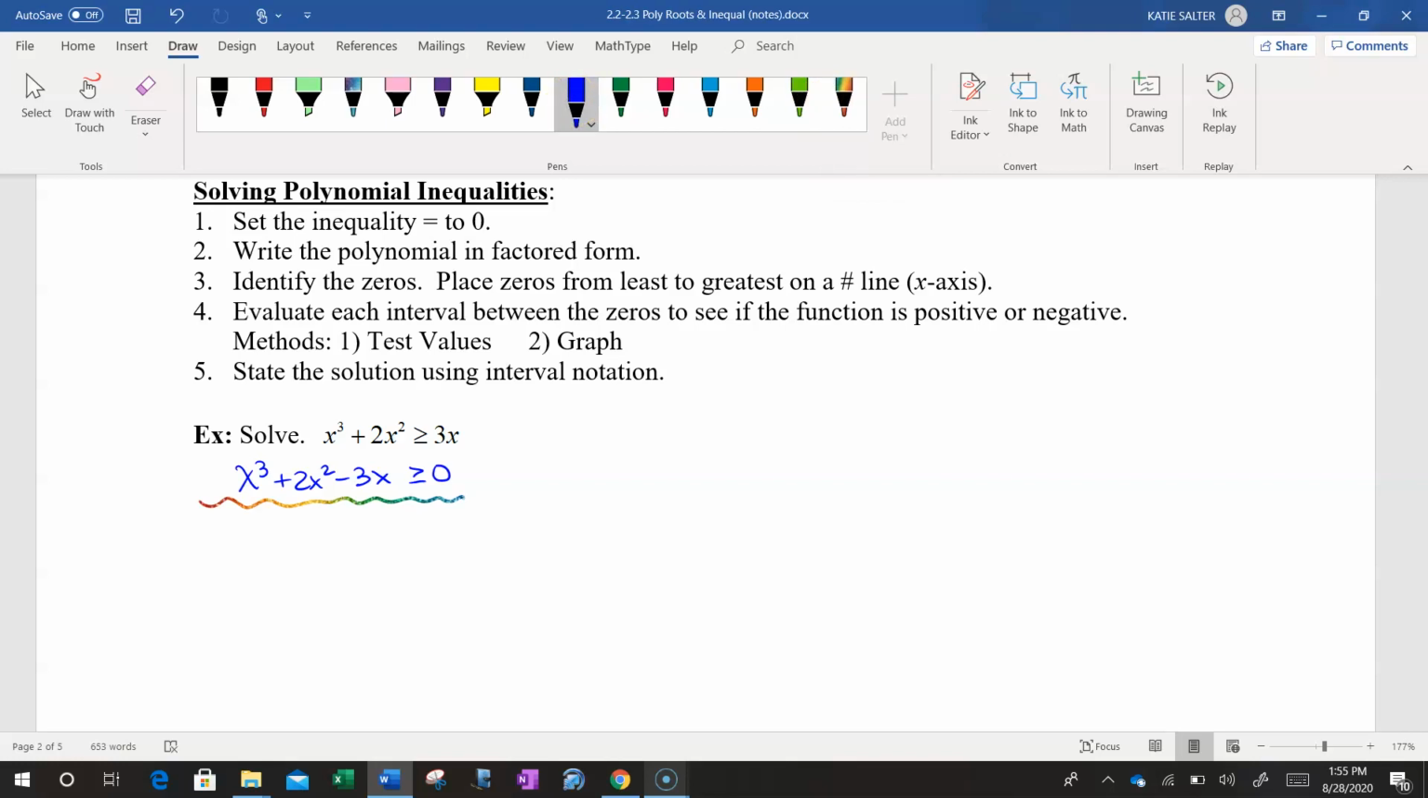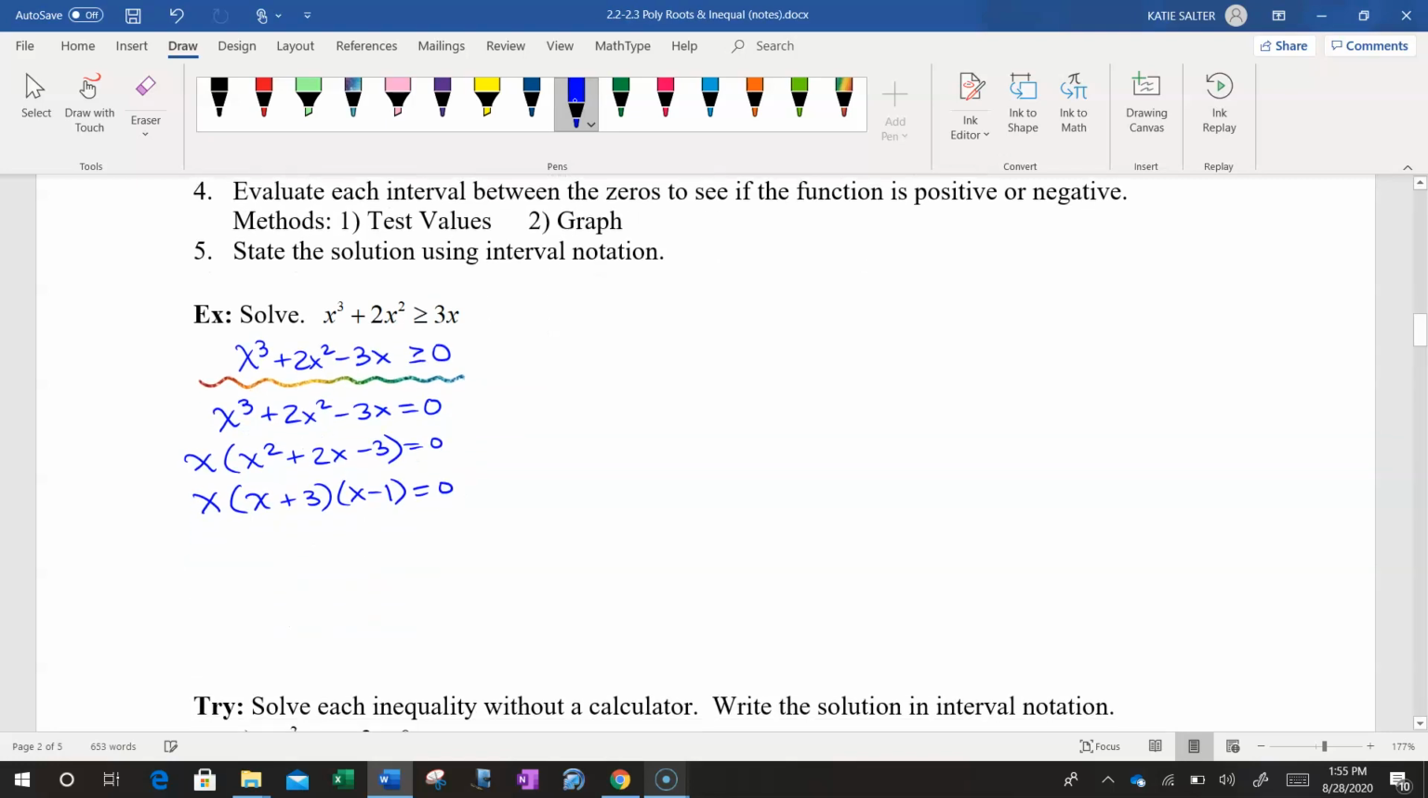So I'm going to leave that right there, but then I'm going to rewrite this. This is x cubed plus 2x squared minus 3x, and I'm going to set it equal to 0. And we're going to factor completely and find the real zeros. So we can see this has a greatest common factor of x. That leaves us with x squared plus 2x minus 3. And then that gives us x plus 3, x minus 1. So when we set each factor equal to 0 and we solve, we get that the zeros are at x equals 0, x equals negative 3, and x equals positive 1.